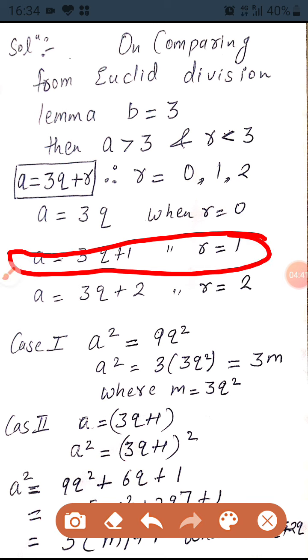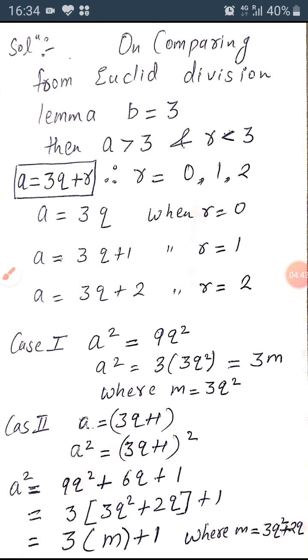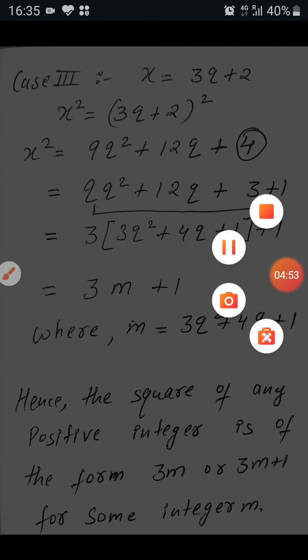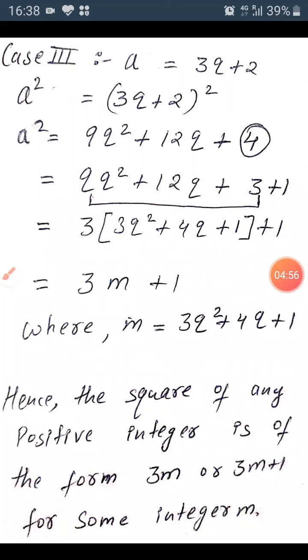Let us take case third, where a is equal to 3q plus 2. On squaring both sides, we will get a square is equal to 3q plus 2 whole square. We will apply the a plus b whole square formula here: 9q square plus 12q plus 4.